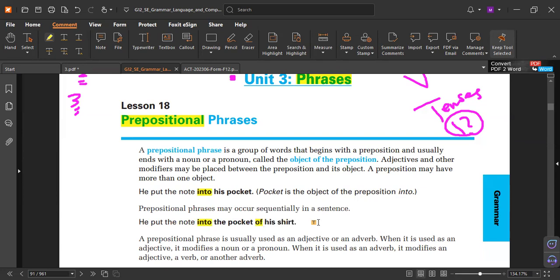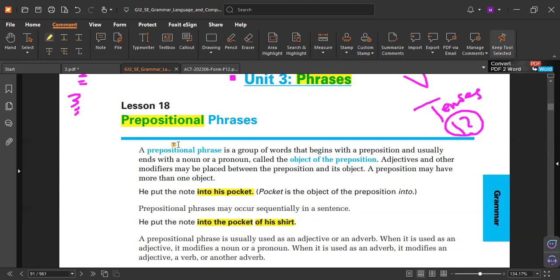But the problem with this phrase is you don't know the end easily. This is the beginning. This is the end of the phrase. Look, this is the end because you have a full stop. Here is the end because you find another preposition. That means you are going to start another new prepositional phrase. So we have two. Here we have one.